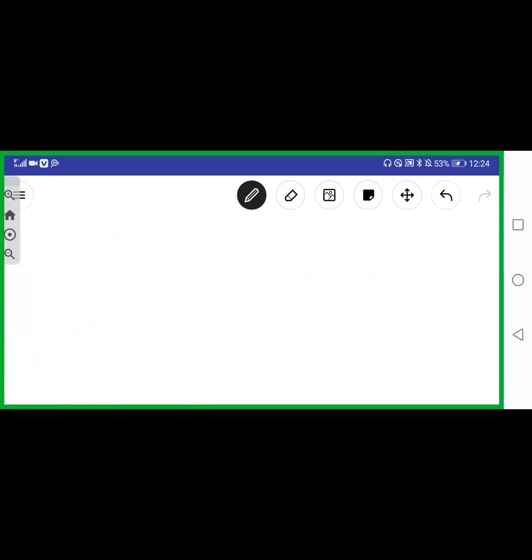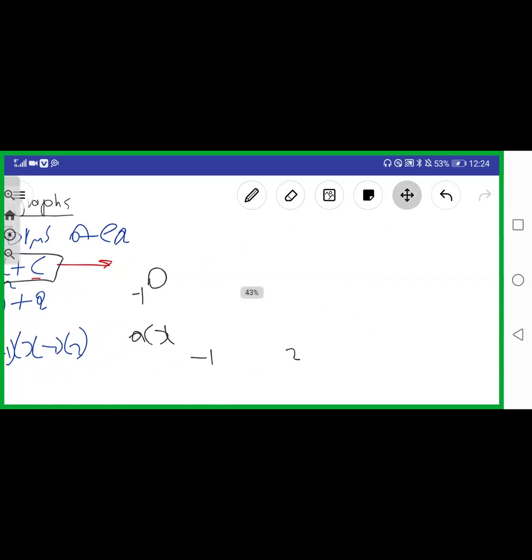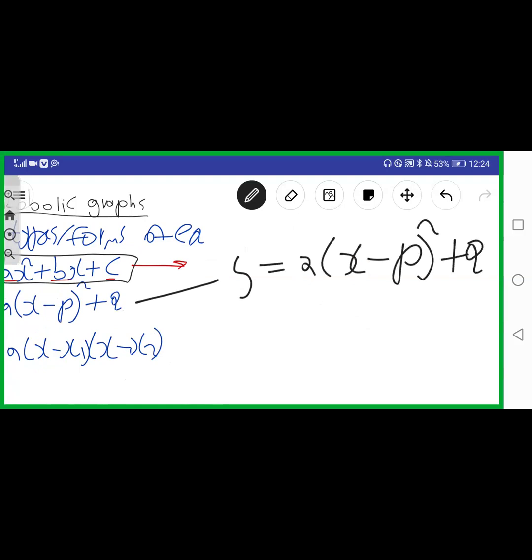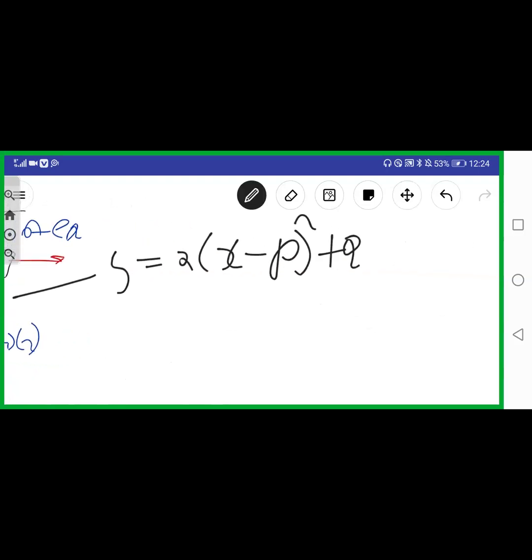Now, let's look at the second one. As I have written it there, it's been given as y is equal to a(x minus p) squared plus q. Then you know that the p and the q will represent the x and the y of the turning point. So your turning point will have p and q.